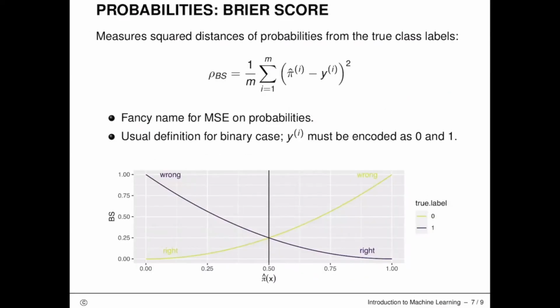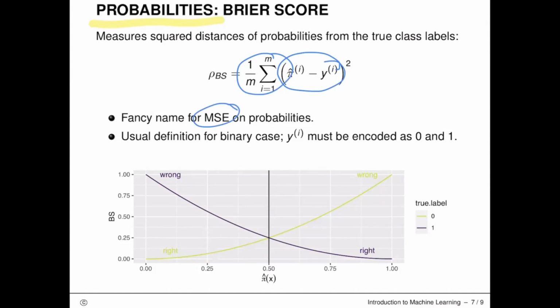Until now, the performance evaluation was performed on the predicted labels, but as pointed out in the first slide, we can also use the probabilities to evaluate how good the classifier is. One example would be the Brier score, which just measures the squared distance of probabilities from the true class labels. And then we take the average of those squared distances. So it's actually the mean squared error on probabilities.